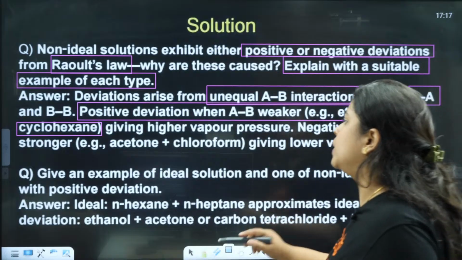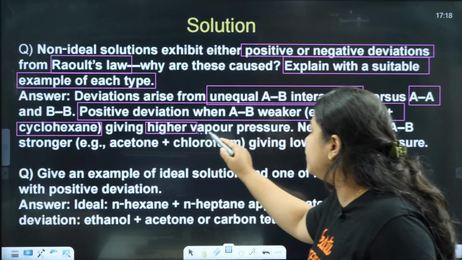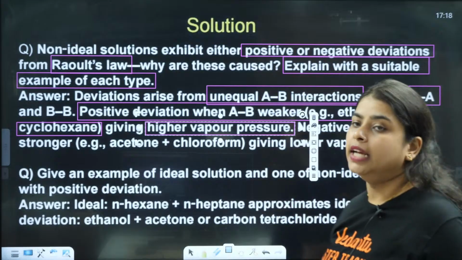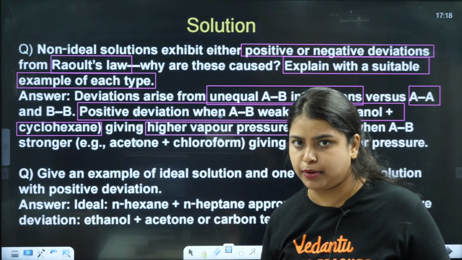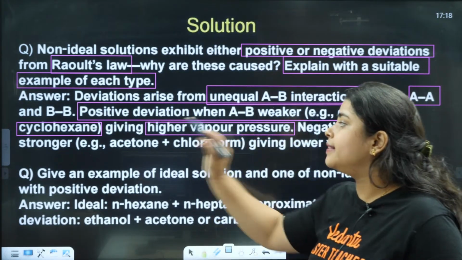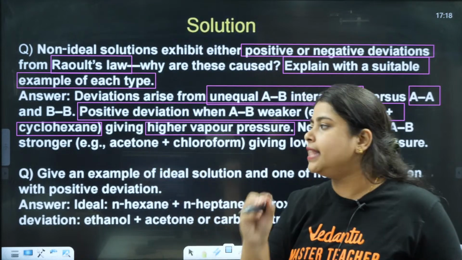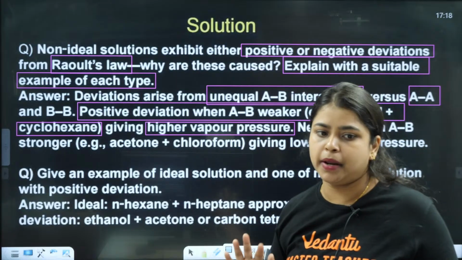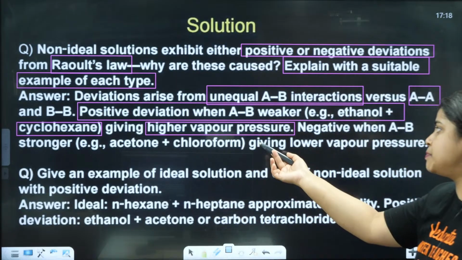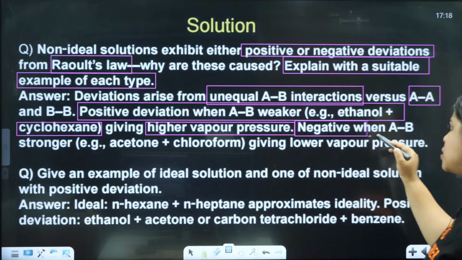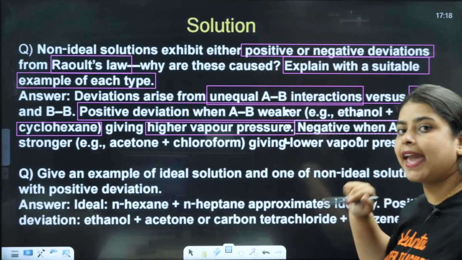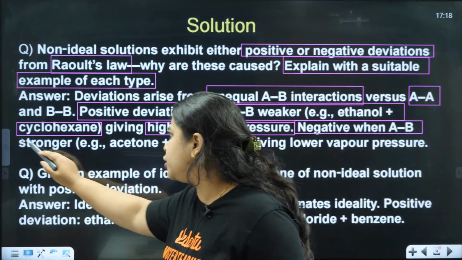If those both get reacted, they will give higher vapor pressure. If ethanol and cyclohexane, that is A and B, both get reacted, then we will get higher vapor pressure. Clear? So this is higher vapor pressure if the deviation is positive. Now, negative, when A and B are there. Negative is going to be the stronger one.